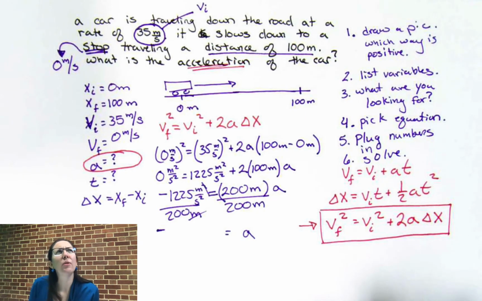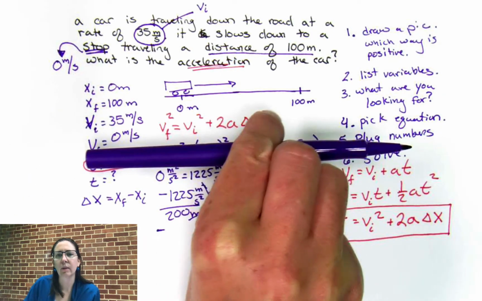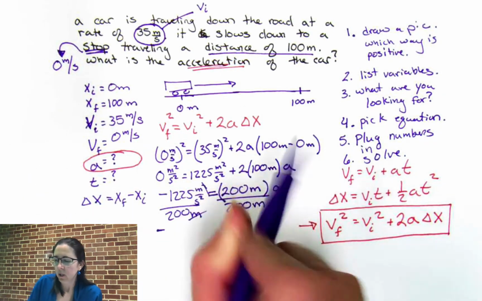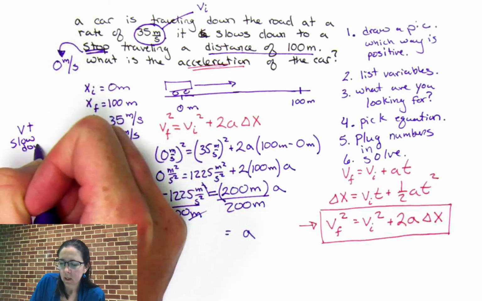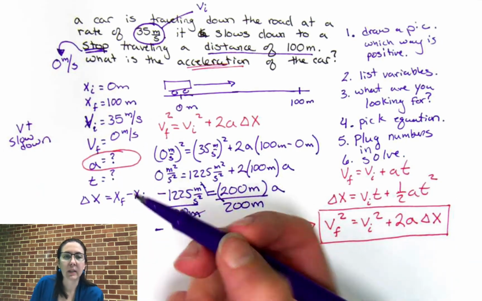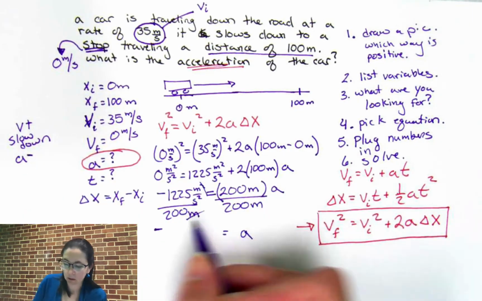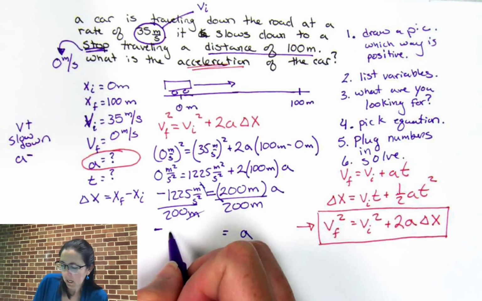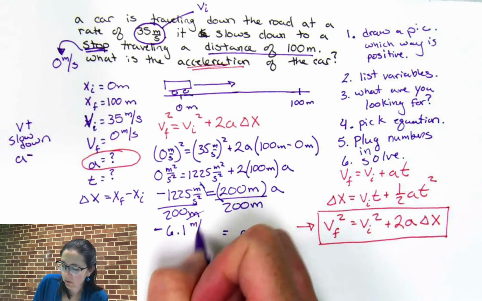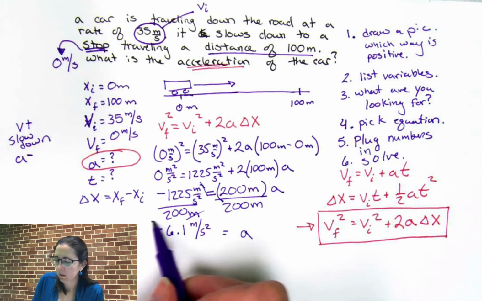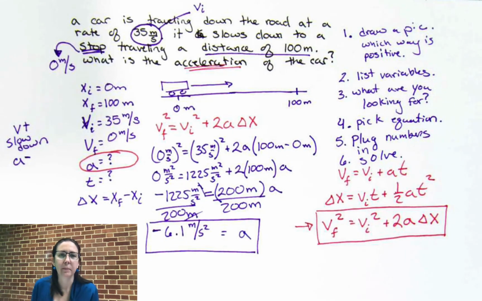If you think about it, it was traveling in the positive direction. It's slowing down, so if its velocity is positive and it's slowing down, that means the acceleration will have the opposite sign. It should be negative. So it makes sense that my acceleration is negative. I do this division and I get, let's just call it, negative 6.1 meters per second squared, which is my actual value for the acceleration. That's pretty fast, but that's the way it is.